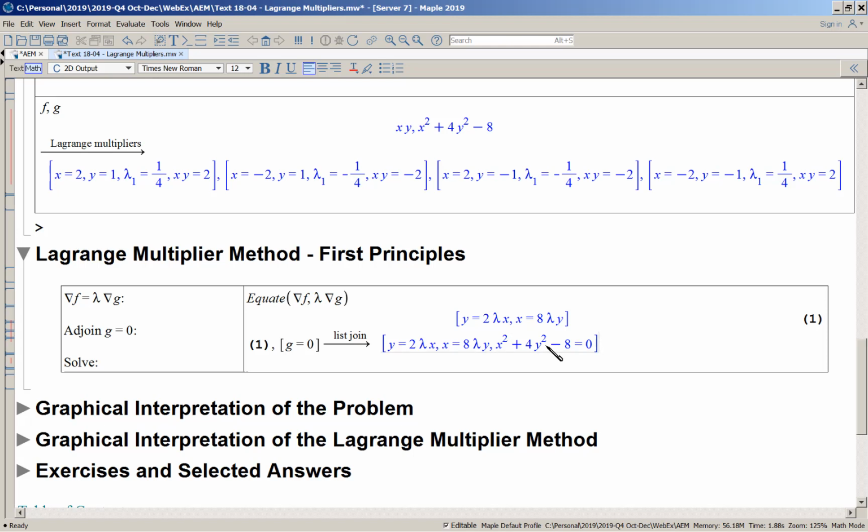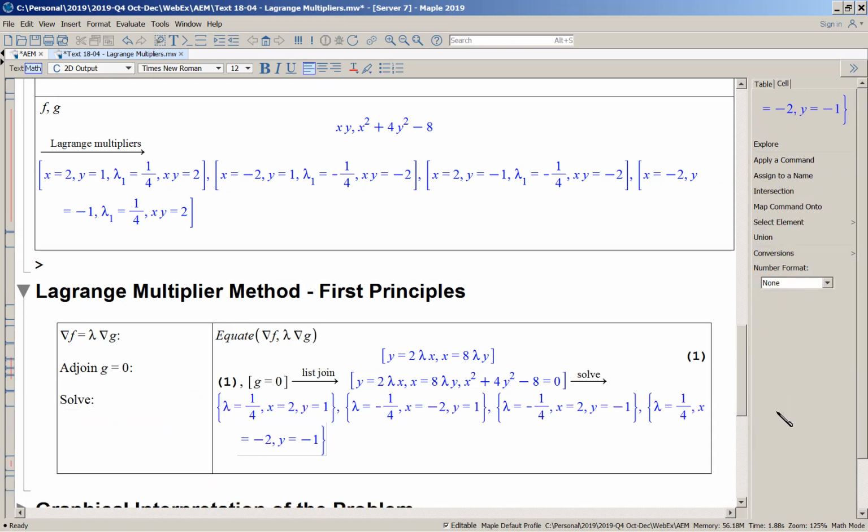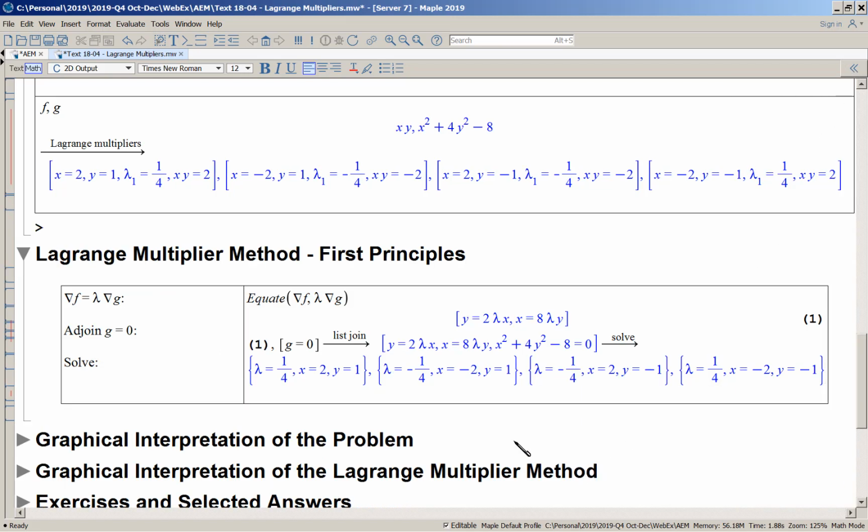And then if you think solving nonlinear equations is a valuable skill, then you can go back and pay attention to that. But at least you've gotten across the idea of the Lagrange multiplier method. Well, now we want to solve. I should go back here to the context panel, pick the simplest solve, and you see that you've got the same 4 solutions, Lagrange multiplier, x and y, but you don't get the function value. So you would have to do some substitution back into the function f to get the function value.